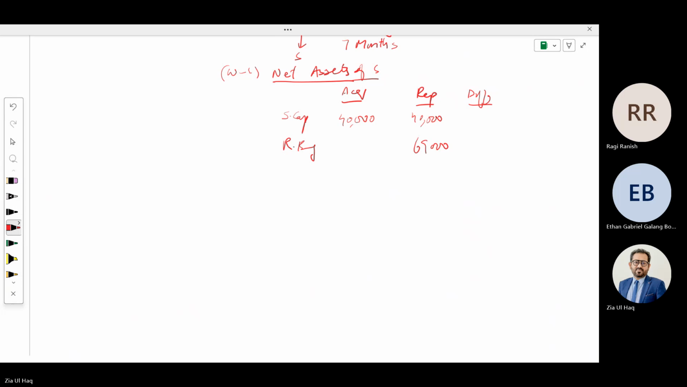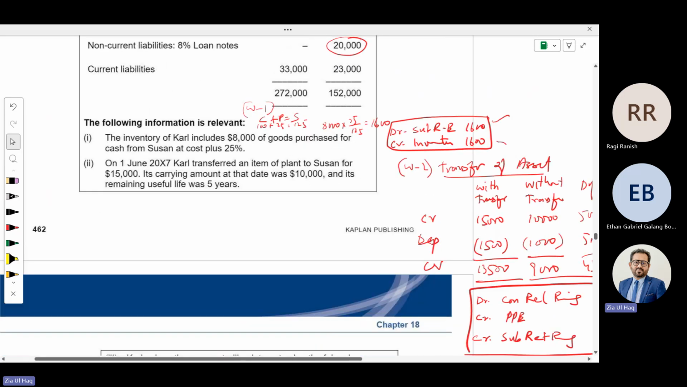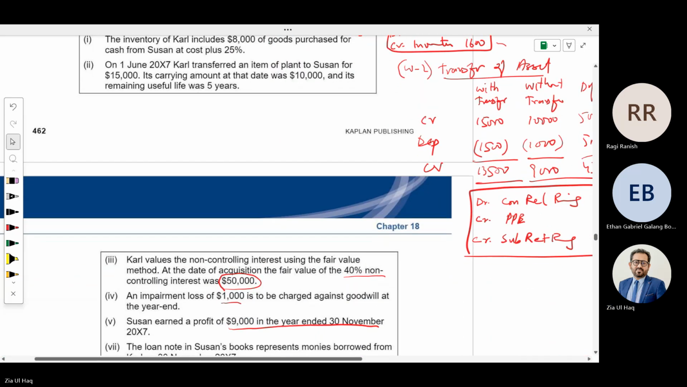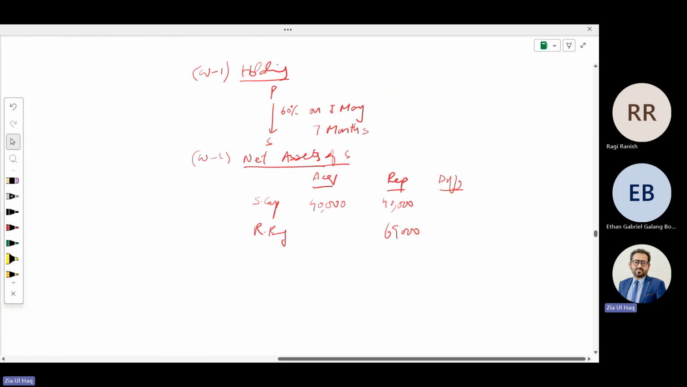What is the retained earnings at acquisition date? Normally they provide information in notes, and they provided it. Susan earned a profit of 9,000 in the year ended 30th November 20X7. During the year, the profit is 9,000 for the complete year. If we had acquired the subsidiary at the start of the year, acquisition retained earnings would be 60,000. 60,000 plus 9,000 becomes 69,000.